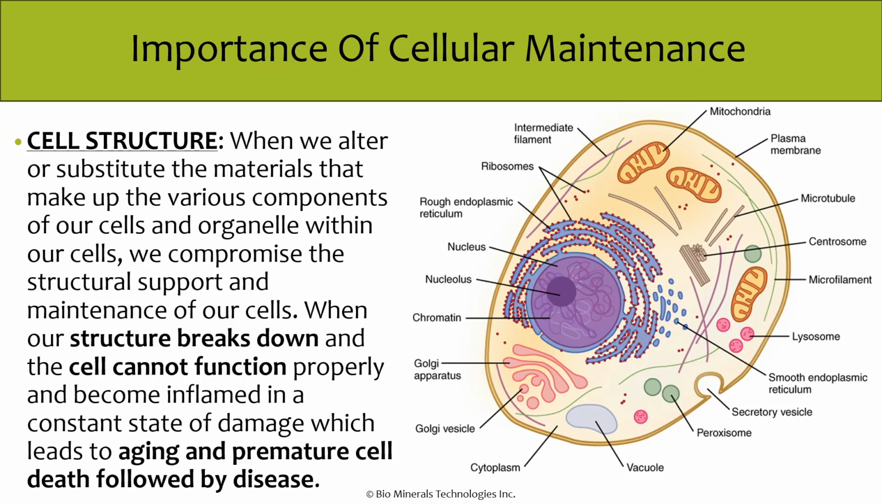When we alter or substitute the materials that make up the various components of our cells and organelles within our cells, we compromise the structural support and the maintenance of our cells. When our structure breaks down and our cells cannot function properly and become inflamed in a constant state of damage, this leads to aging and premature cell death followed by disease.